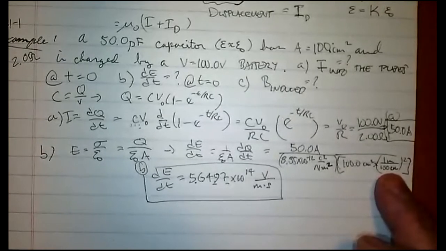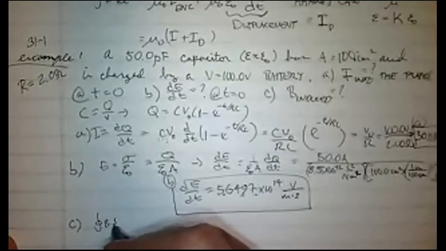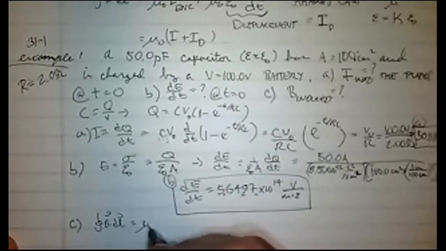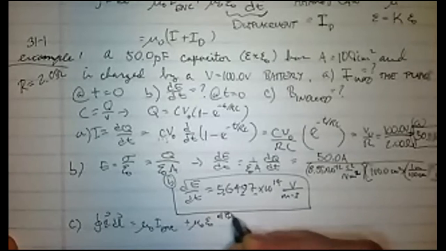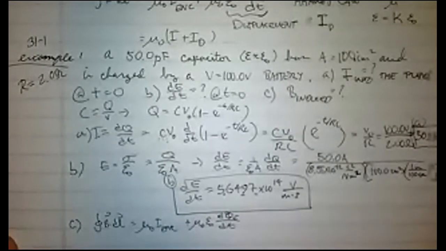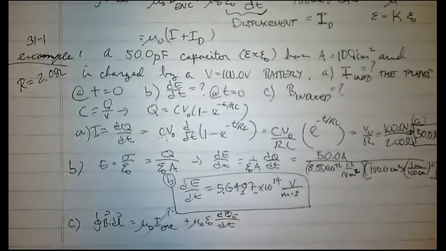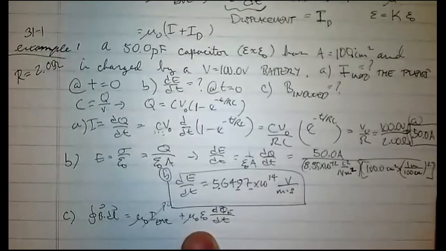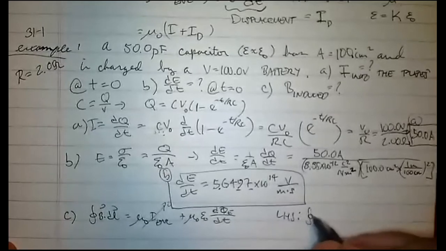Okay, so now part C was determine the magnetic field induced. Well, what we have for part C is basically an application of Ampere's law, which is the closed integral of B dot dl equal to mu 0 I enclosed, but it also has that mu 0 epsilon 0 d phi E over dt. So this part is now 0 because we don't have any current running. So we're really just looking for this part.